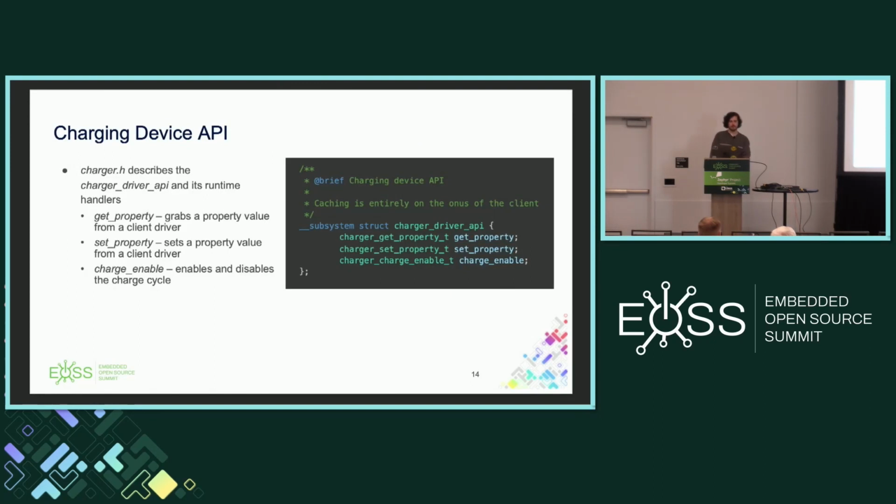And this is what the charger driver API looks like. You can find it in charger.h, and it describes these three handlers. We have a get property handler that will grab a property value from the client driver. We have a set property handler that will set a property value on the client driver. And we have a charge enable handler that is responsible for starting and stopping the charge cycle, which is the execution of that charge profile shown before.